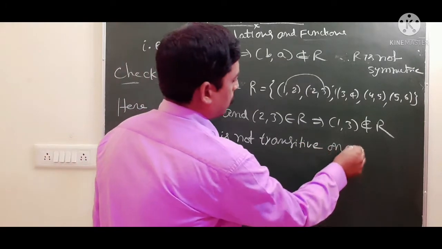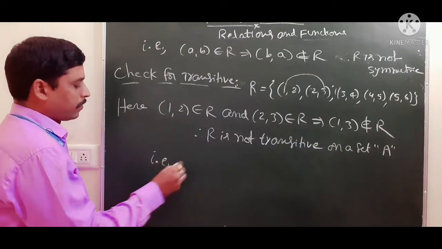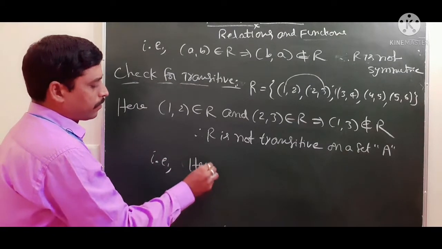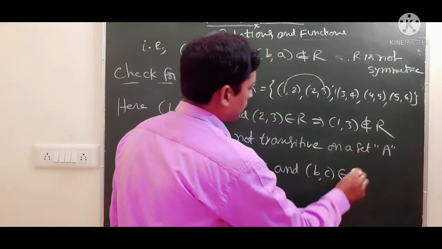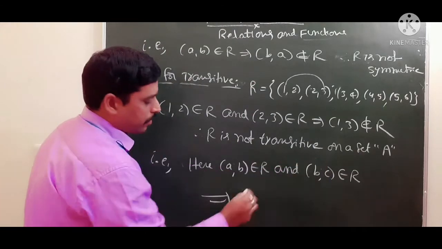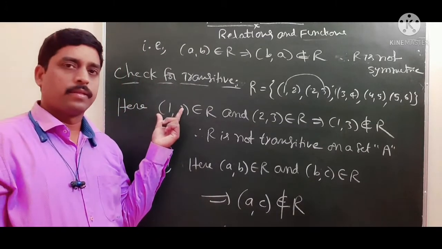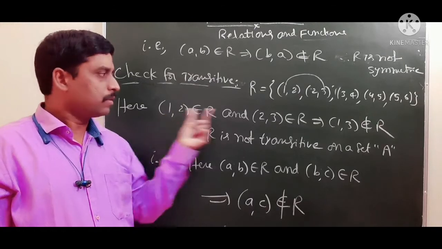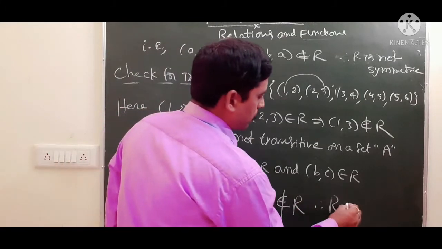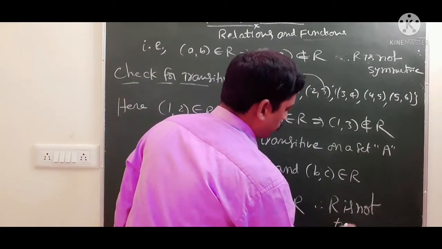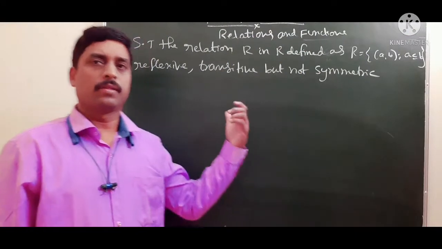On set A, that is, if (a, b) belongs to R and (b, c) belongs to R, that implies (a, c) does not belong to R. In this statement, (1, 2) belongs to R, (2, 3) belongs to R, (1, 3) does not belong to R. So, therefore R is not transitive. Okay, let us go to the next problem.